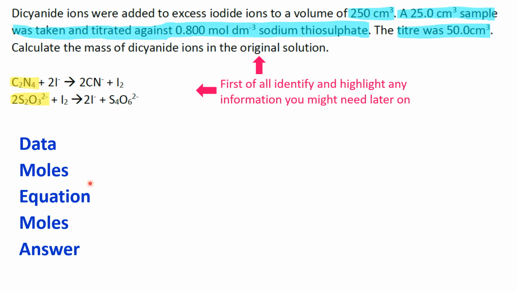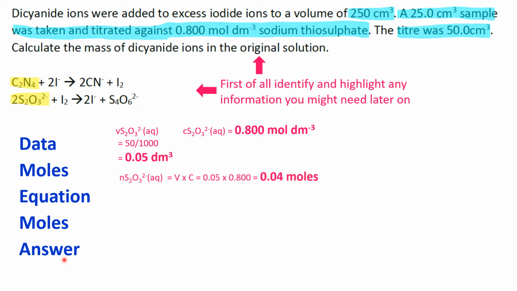two things highlighted. So taking the data first of all, it gives me the fact that there's 50 centimeters cubed, so that's my thiosulfate volume. My concentration of thiosulfate is 0.800, so I can easily do the moles of thiosulfate as V times C, which gives me 0.04.